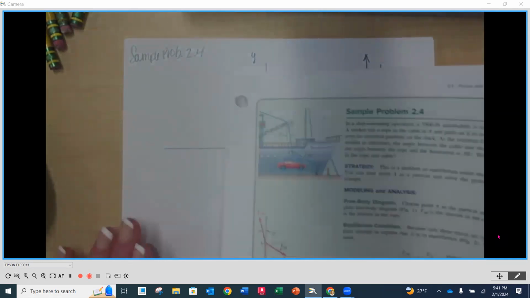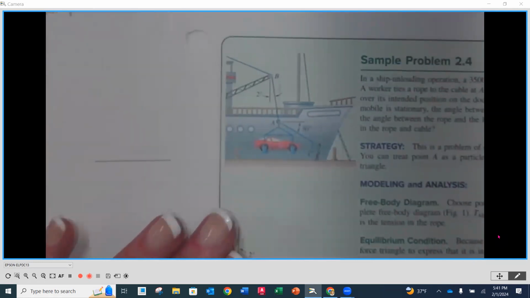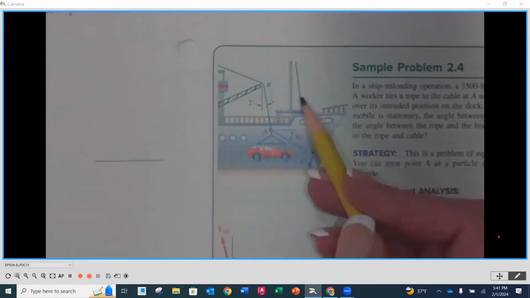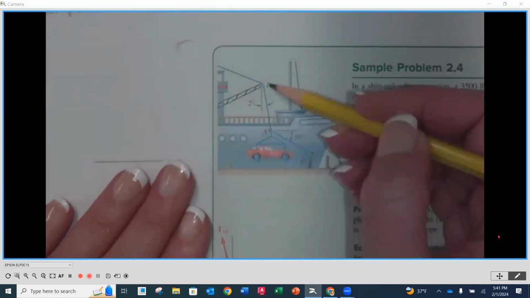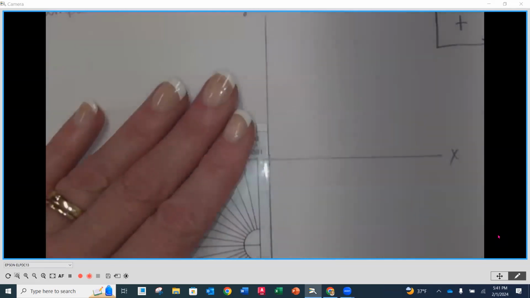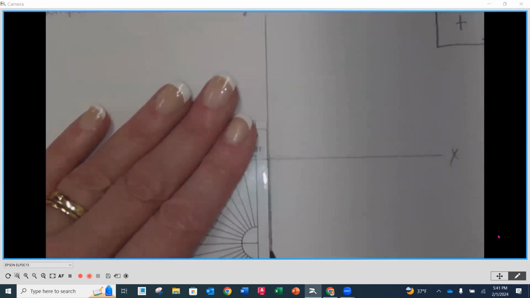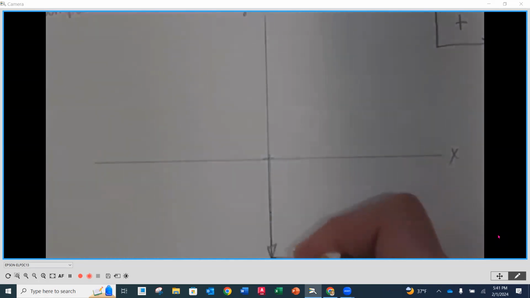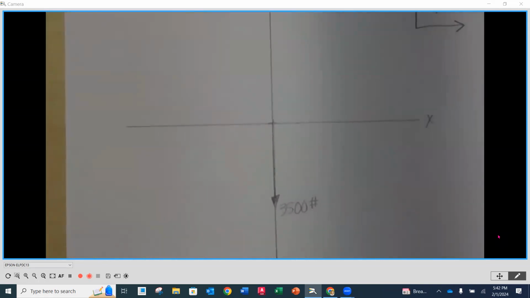We'll bring back our illustration and look at what we're going to do here. So here's our point A. We're going to have our X and Y axis going right through the center here. A known value that we have is the weight of that car. Coming from point A, we would represent the weight of the car going straight down and label it 3,500 pounds. I'm not even going to call it a variable. It's just 3,500 pounds.